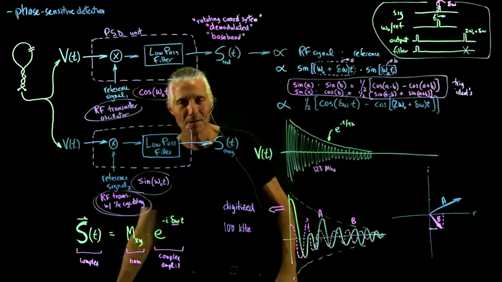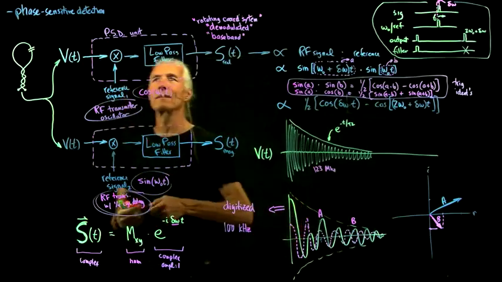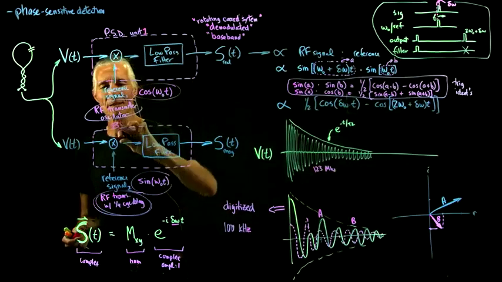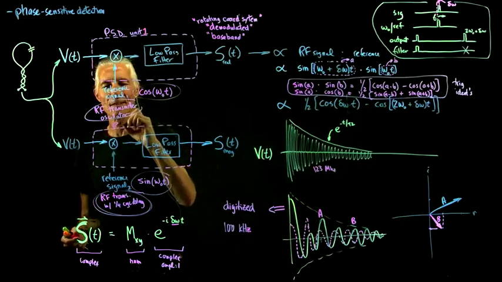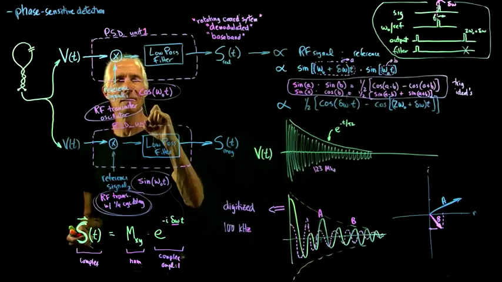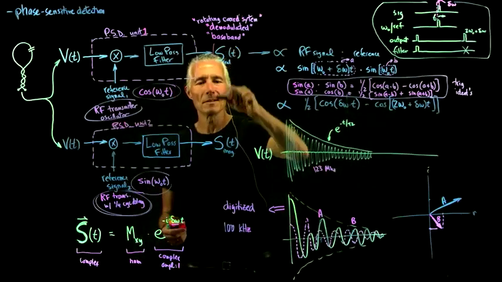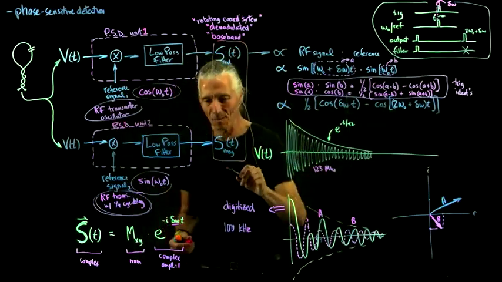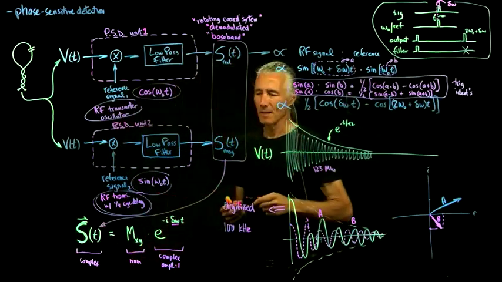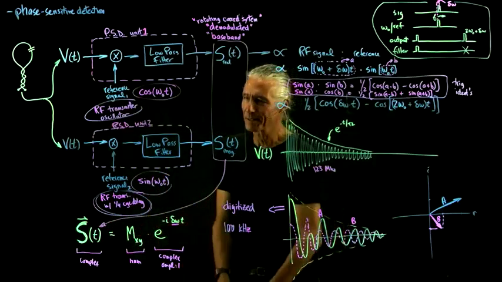Okay, so any questions about phase-sensitive detection? So this is phase-sensitive detection unit 1. This is phase-sensitive detection unit 2. And that's how we get the X and the Y component of that right down there. That is our signal in the rotating coordinate system.